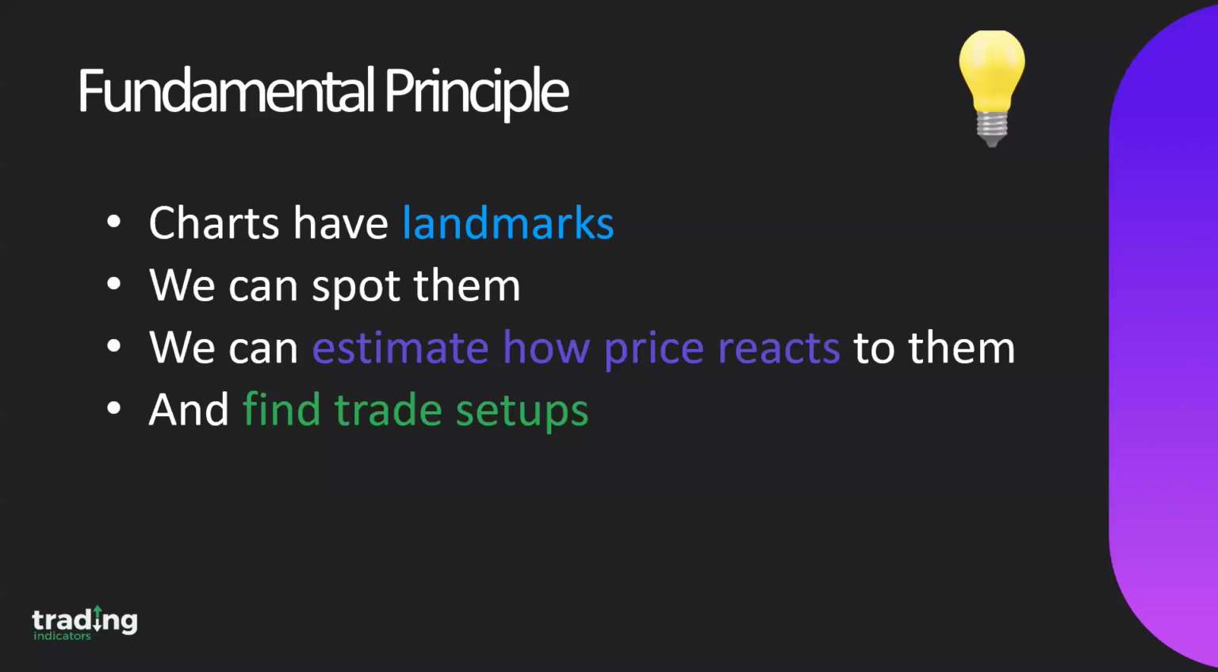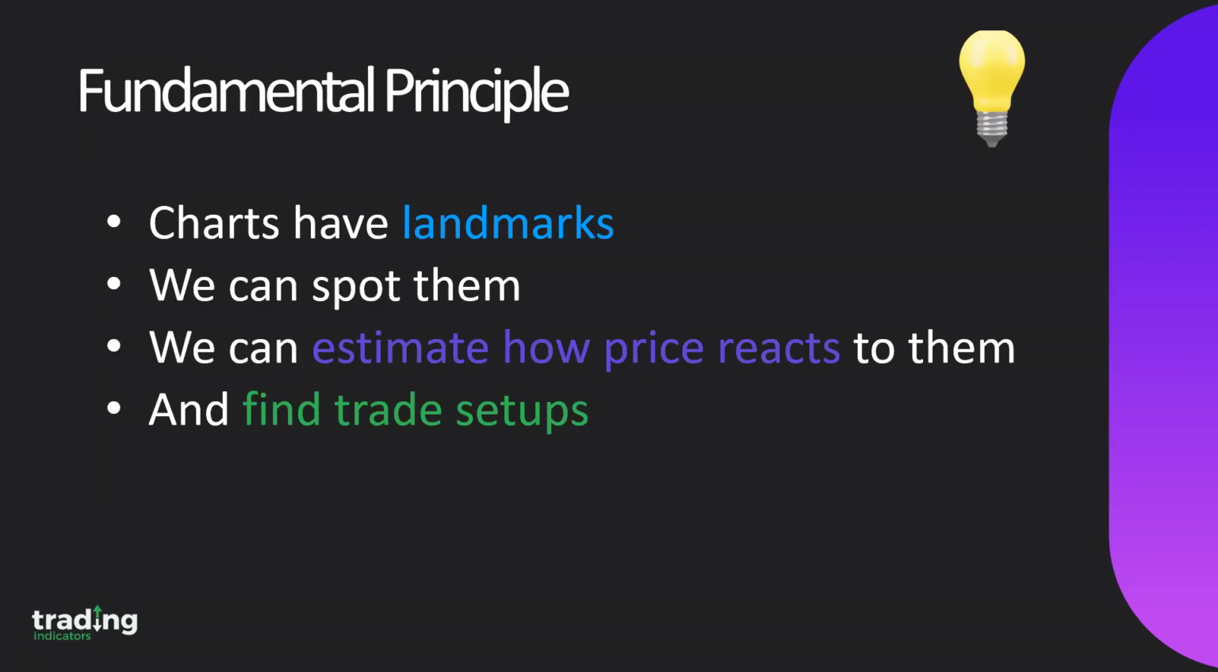We noticed that any chart, it doesn't matter what chart it is. It could be a 5-minute chart, an hourly chart, a daily chart, a futures chart, a stock chart, an FX chart, a crypto chart. It doesn't matter. Every single chart has so-called landmarks. These are special areas of price, zones of price, which have interesting properties.